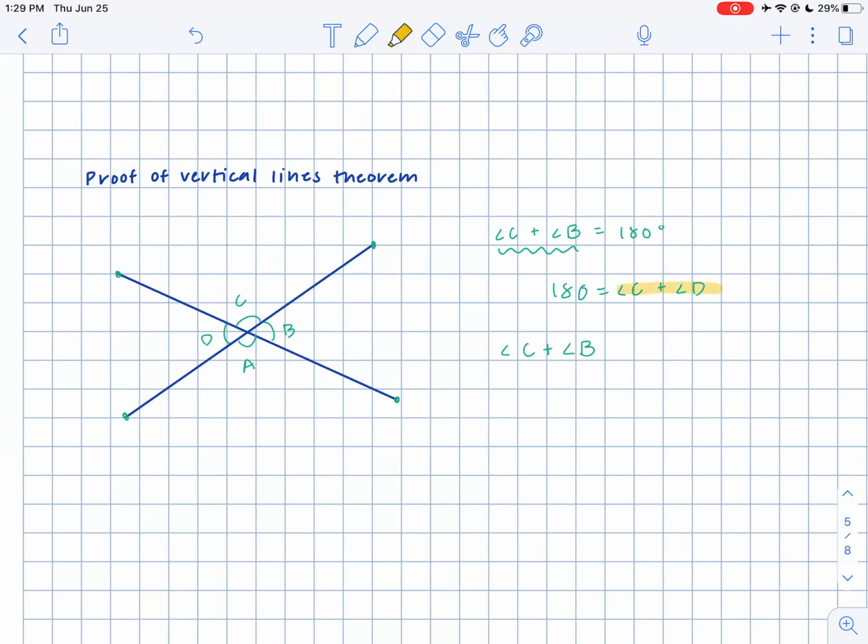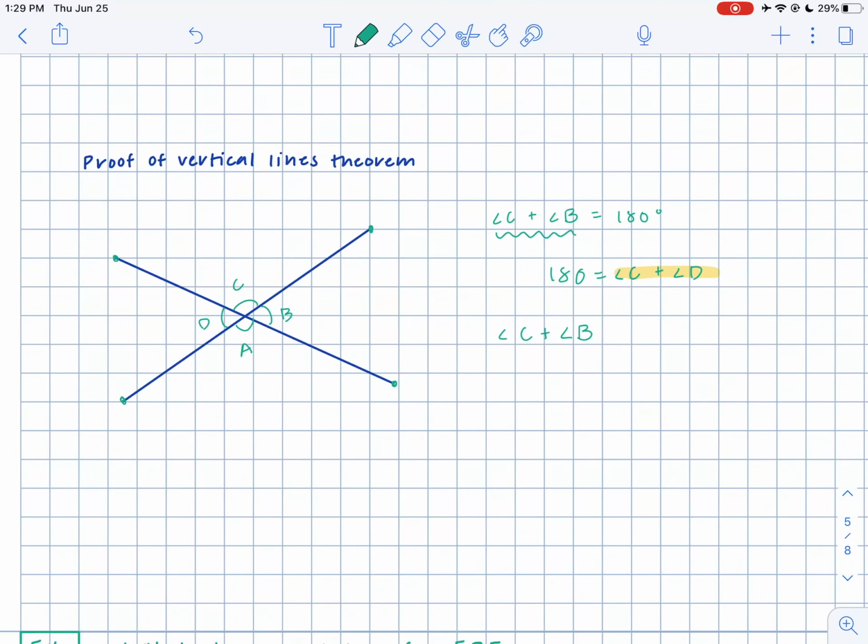And we're going to substitute this for this, because this expression tells me that 180 is the same thing as c plus d. So instead of writing 180, we're going to replace it with this expression, okay? So c plus b equals angle c plus angle d. All I did was substitute one expression for another.